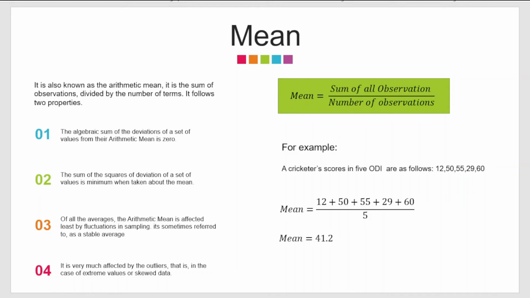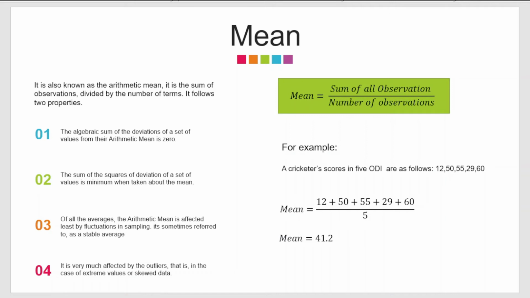One thing bad about average or mean is that it is affected by extreme values, or you can say it is affected by outliers. The formula for mean is the sum of all the observations divided by the number of observations. Here we have an example of a cricketer's score in an ODI, and if we calculate the average, we get 41.2.